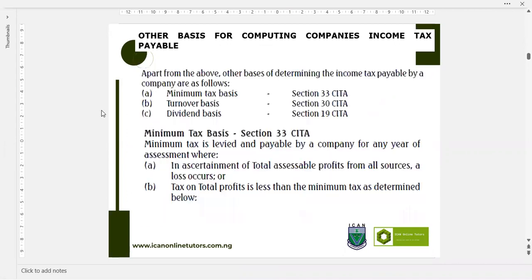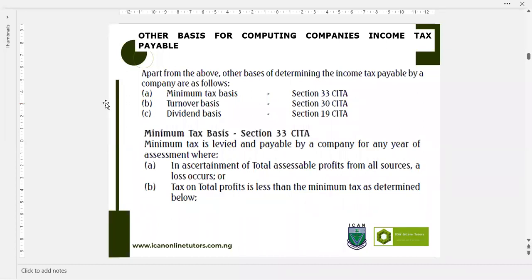Thank you, sir. Okay. So the other bases are the minimum tax basis, turnover basis, and then dividend basis. And I want you to pay attention to details as we move on with the class.